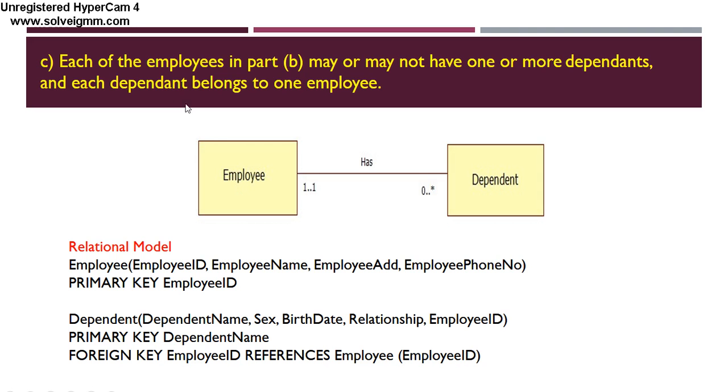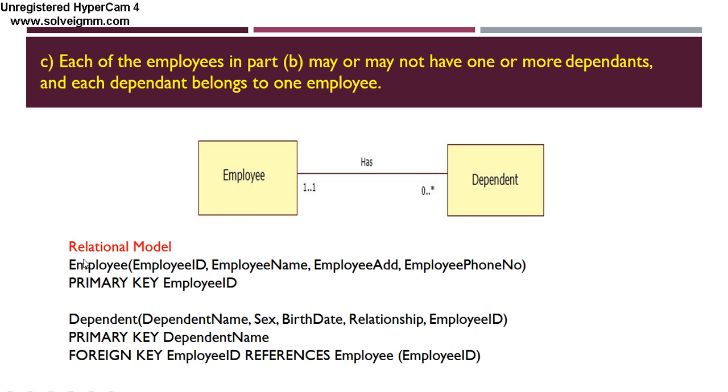The third question is: each of the employees in part B may or may not have one or more dependents, and each dependent belongs to one employee. So the entities involved are employee and dependent, and the relationship is employee has dependent, and the multiplicity is 1 to many. Like the previous question, the employee primary key will be inherited by the dependent entity.